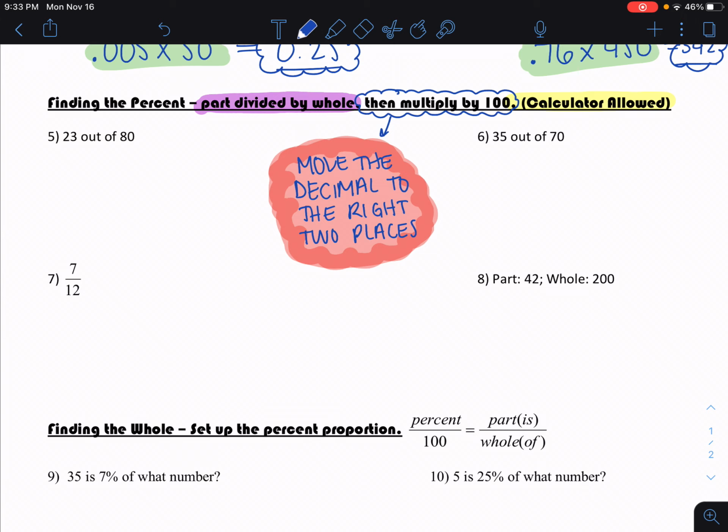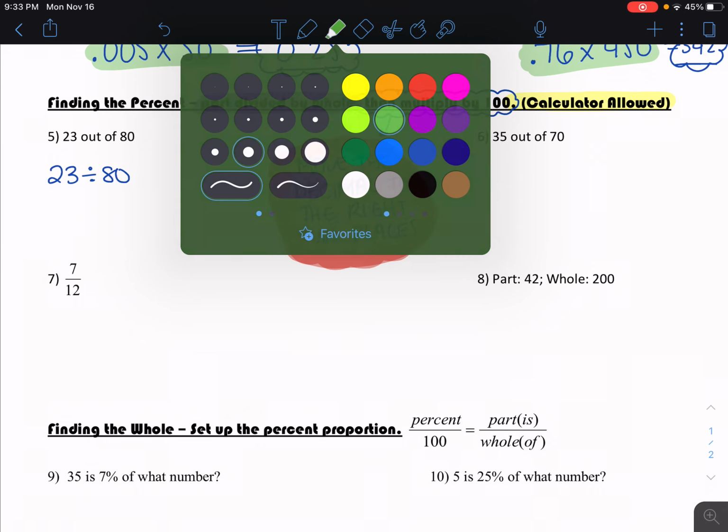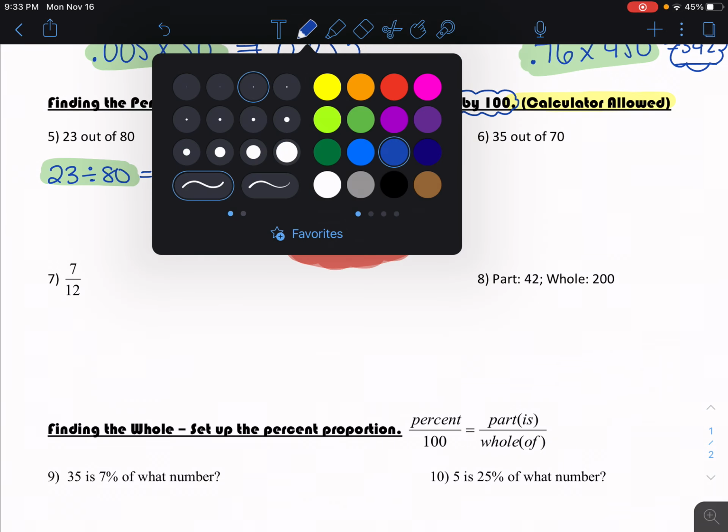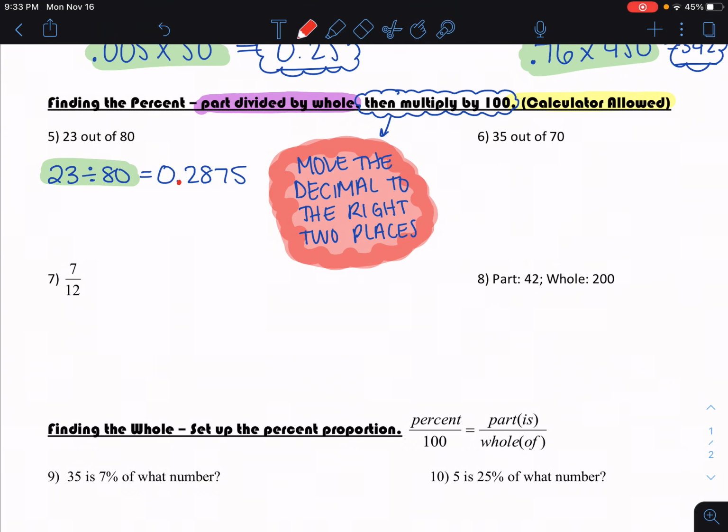So here it says 23 out of 80. So I'm going to do 23 divided by 80. Okay, so this is the work that I need to show. So just like my green above, this is the work that I need to show. 23 divided by 80 is 0.2875. And then I'm going to move my decimal 2 places to the right. Here's my decimal, 28.75%.